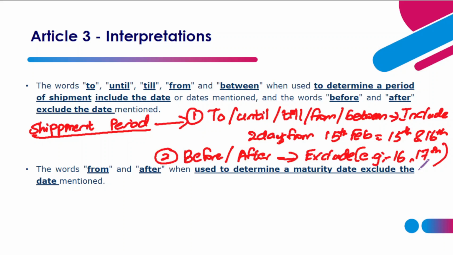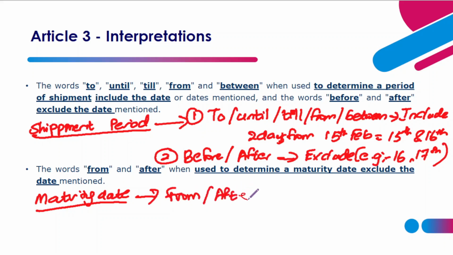Next, the words from and after, when used to determine a maturity date, exclude the date mentioned. Now here, what are we talking about? Determining maturity date. Maturity date relates to the settlement, the payment related term. It's not a shipping related term. So here, when you're talking about maturity and the words from or after are used, then you will exclude the date mentioned.